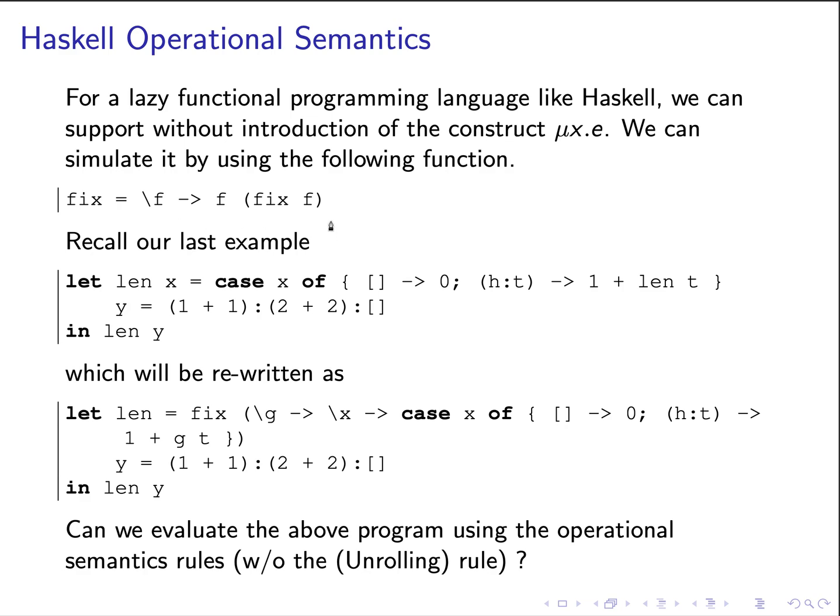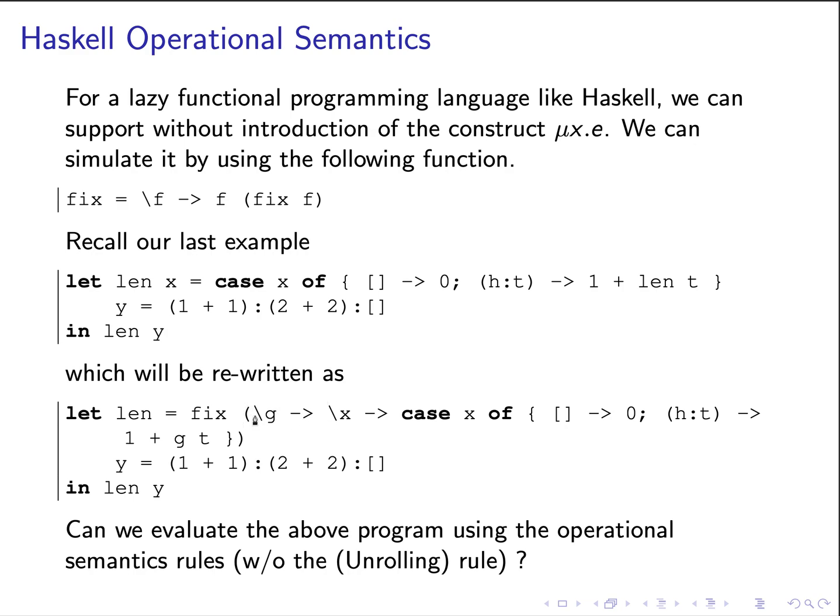Now we take our last example of the length function, and we can rewrite it as follows. Instead of using the mu x, or instead of using the mu g something, we can just call fix applied to the g, which is still here, because now g becomes a placeholder for the recursive call. So we still need to introduce a lambda g here, as I've exposed just one lambda x.